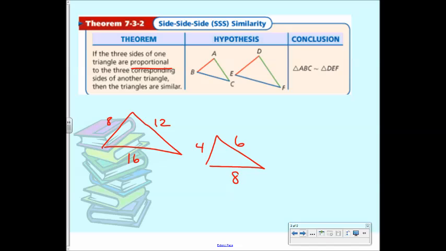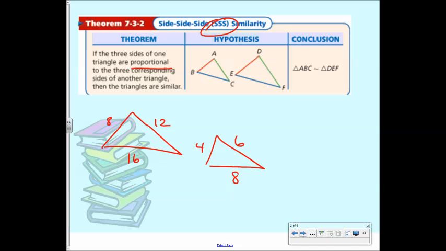Can you prove that they're congruent? Are those triangles congruent? No, they're not congruent because they have different sides. So that's the difference between SSS, what we've done before, and SSS with similarity. Similarity does not prove that they're the same. It just proves that the sides are, I'm sorry, not congruent, proportional.